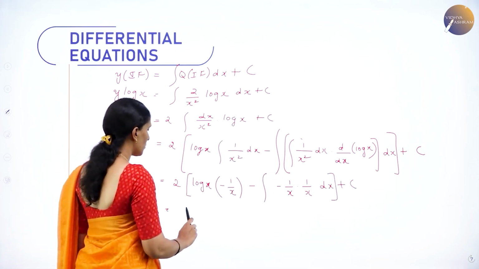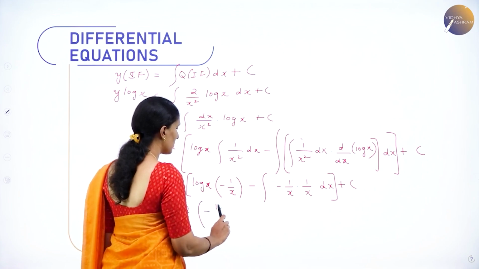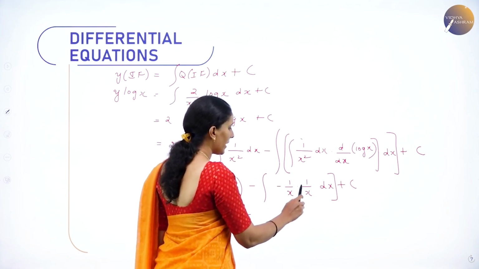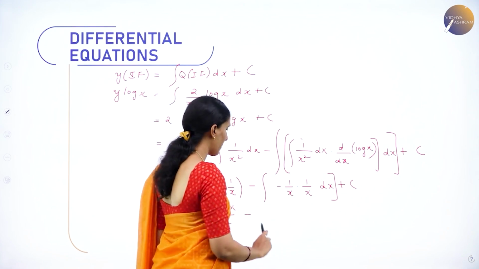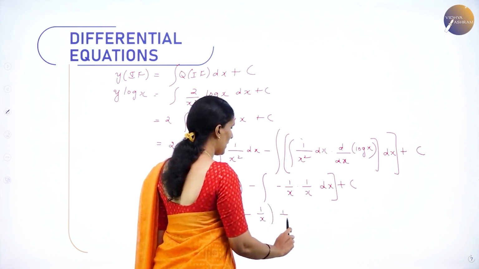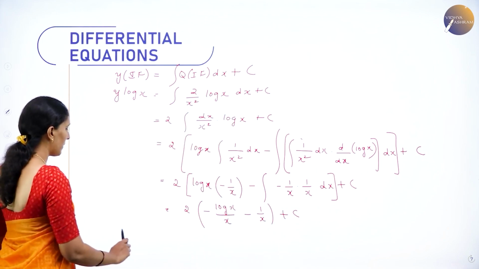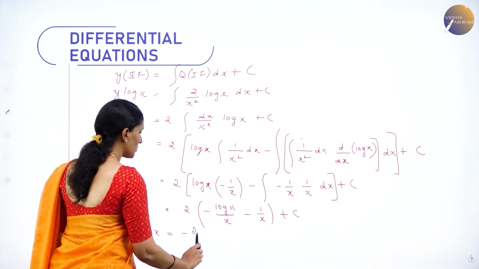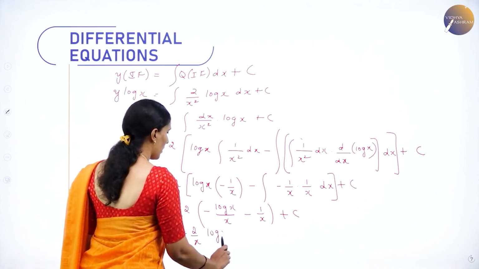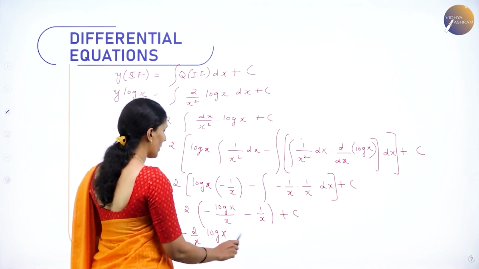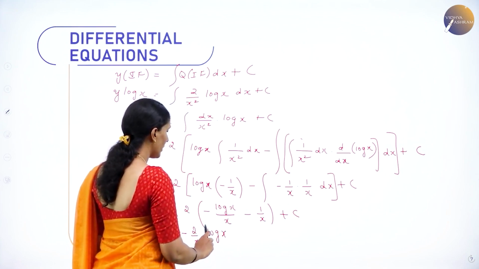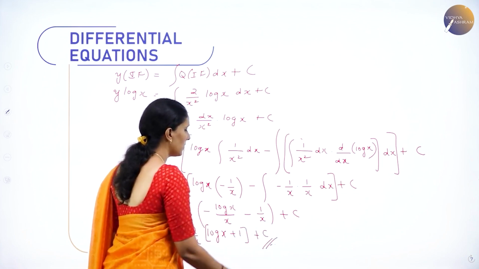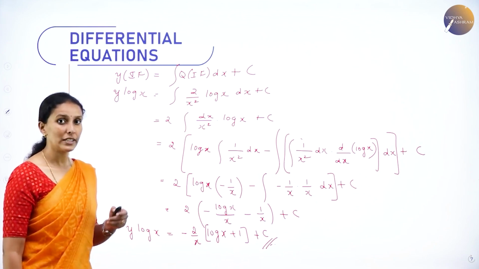Next here we have, so 2 into minus log x by x. And here we have minus 1 by x square whose integral is again 1 by x plus c. So therefore when you multiply 2 inside, y into log x is equal to minus 2 by x log x. And again you can take minus 2 by x outside. Then you will get log x plus 1 plus c. So this is the solution for the linear differential equation given.